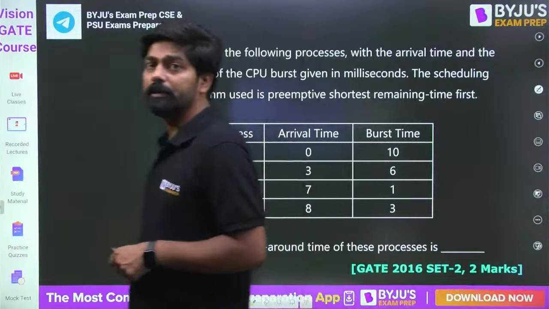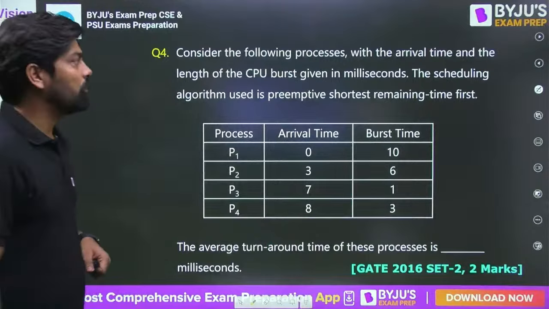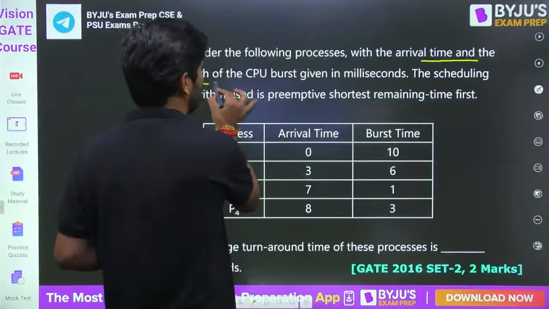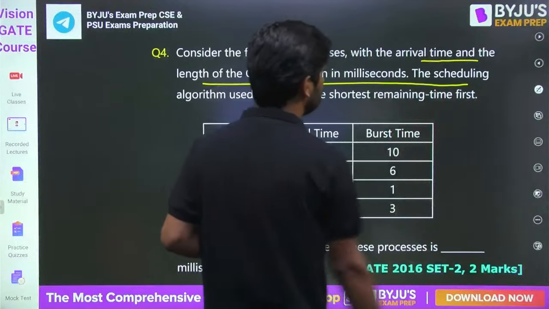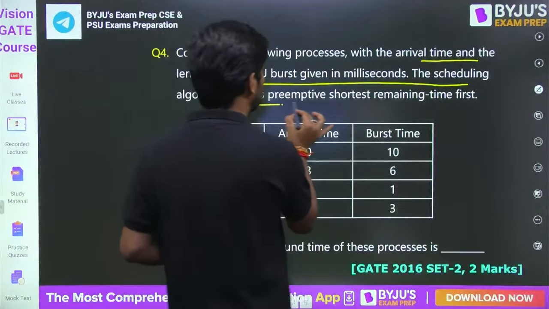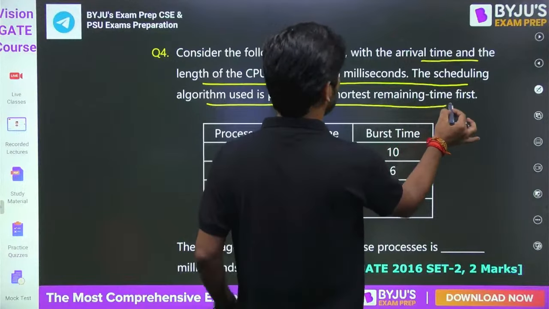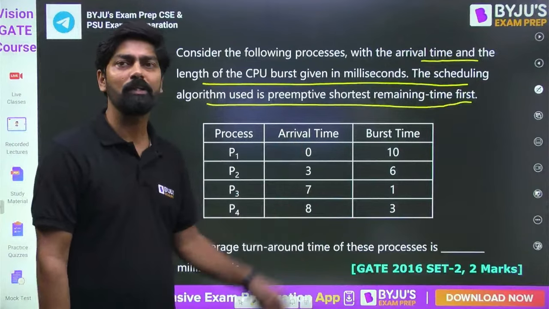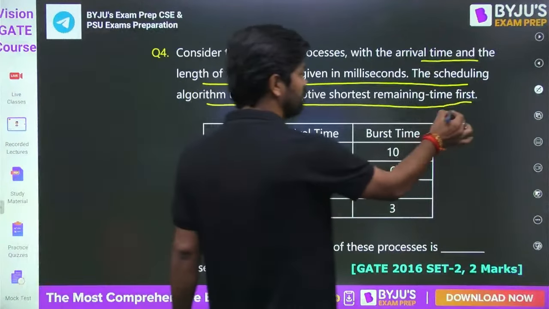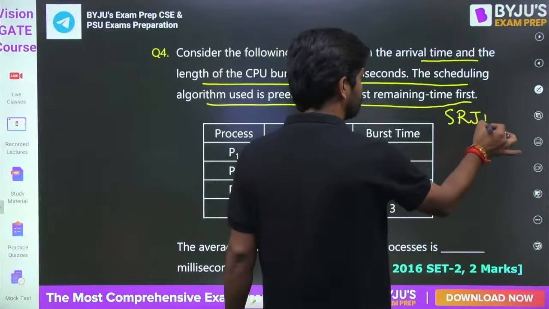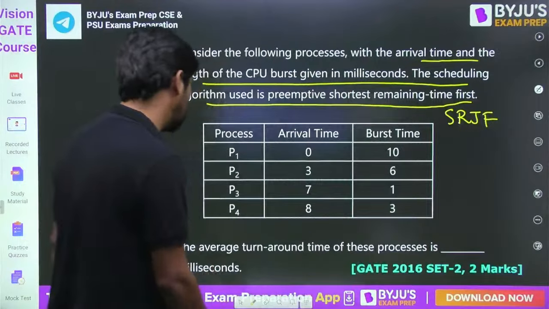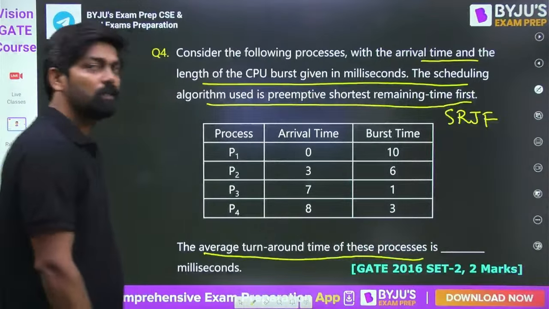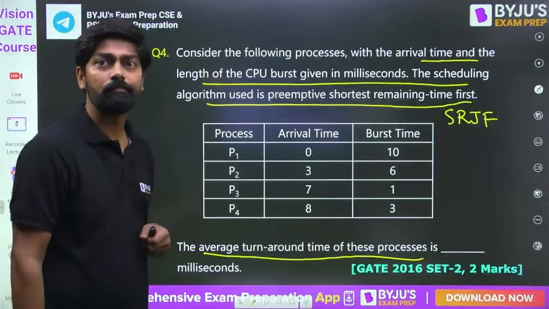Now see clearly. This is question number 4. Consider the following processes with the arrival time and length of the CPU burst given in milliseconds. The scheduling algorithm used is preemptive shortest remaining time first. They are using preemptive SJF, or you can say SRJF, shortest remaining job first. And they are asking about the average turnaround time of these processes. Fine. So they are using SRJF.